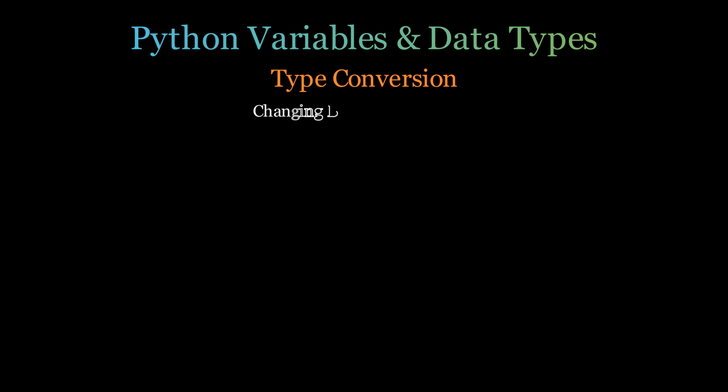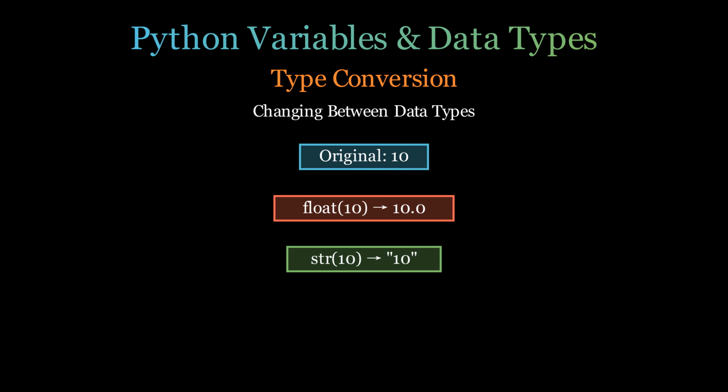Often we need to convert between different data types. Python provides built-in functions for these conversions. But we must be careful about potential data loss or errors during conversion. Let's convert the integer 10 to other types. Using float gives us 10.0. The str function converts it to the string "10". Using bool gives True, since any non-zero number is considered True in Python. These conversions are explicit. We're telling Python exactly what we want.